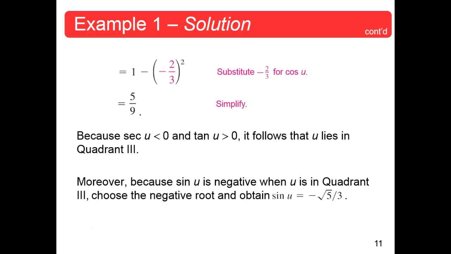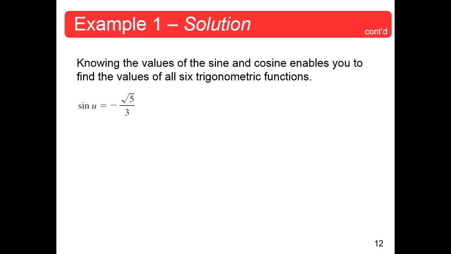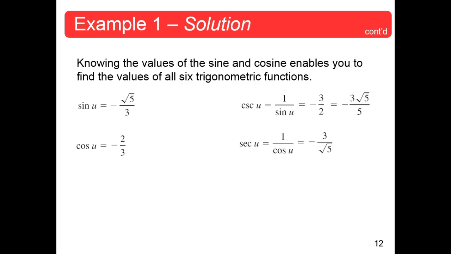Okay. Now, once you have sine, reciprocal of that is the cosecant. Knowing the value of sine and cosine enable you to find the values of all 6 trigonometric functions. The cosecant is negative 3 root 5 over 5, or negative 3 over root 5. The cosine we already had determined was negative 2/3, and they gave us it.